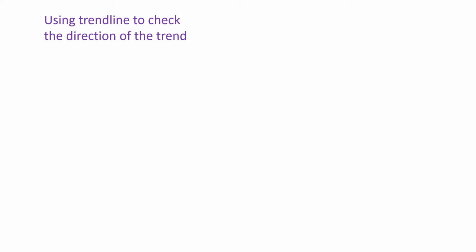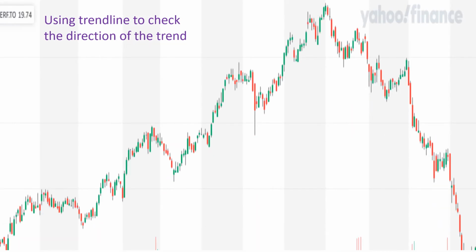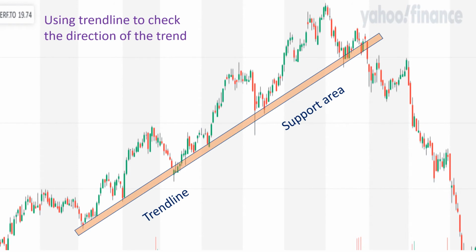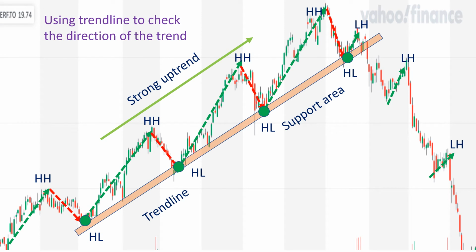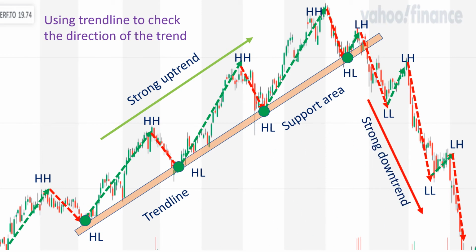Using trend line to check the direction of the trend. This is the price trend, and I installed here the trend line, which is considered as a support area, since the price is above the trend line. And the trend line has 4 touches. It's making higher highs and higher lows, and this way it's considered as a strong uptrend. And again in a downtrend, making lower highs and lower lows, and that is considered as a strong downtrend.